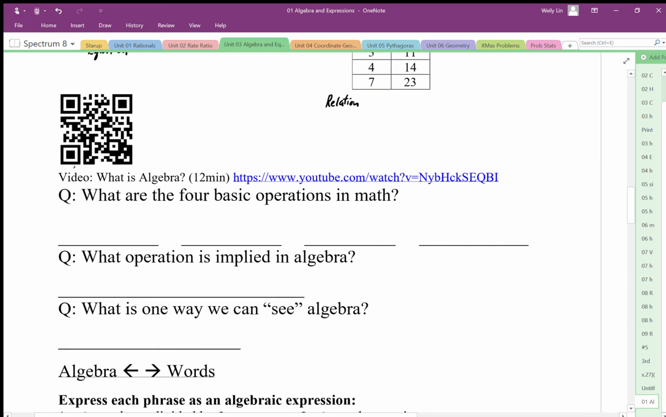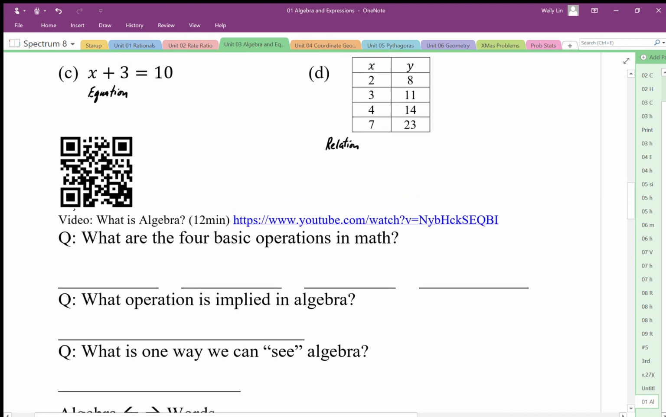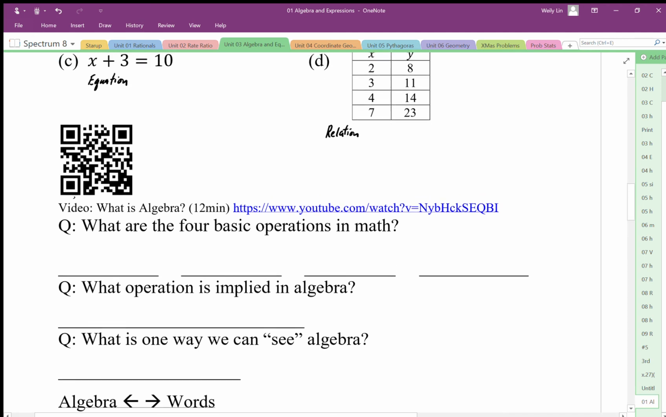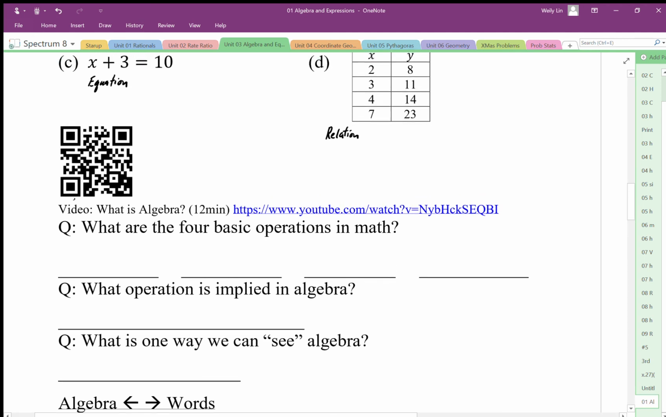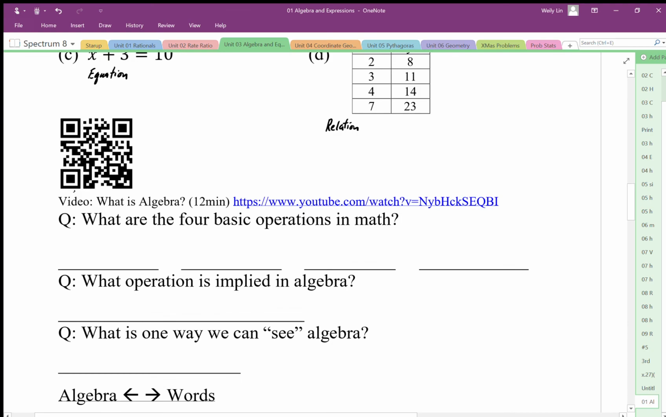So at this point, you're going to stop the video. You're going to go to the video link, the YouTube video for What is Algebra? It is a video, I think it's a Math Antics video, and there are 3 questions that you need to be able to answer from the video. Once you've answered those 3 questions, you can come back and we'll continue with the rest of the notes.